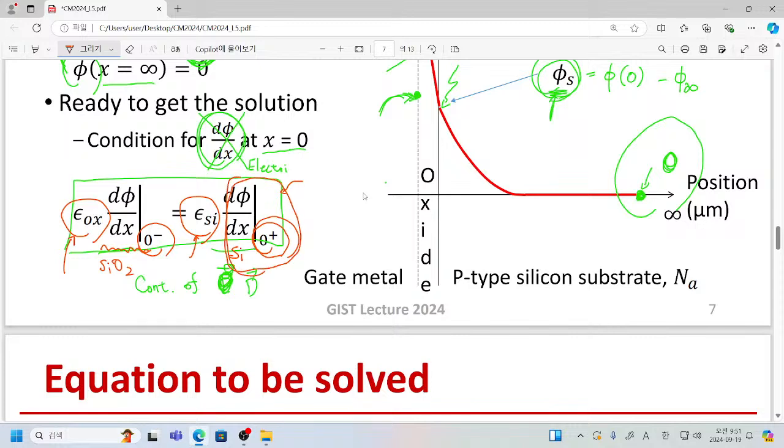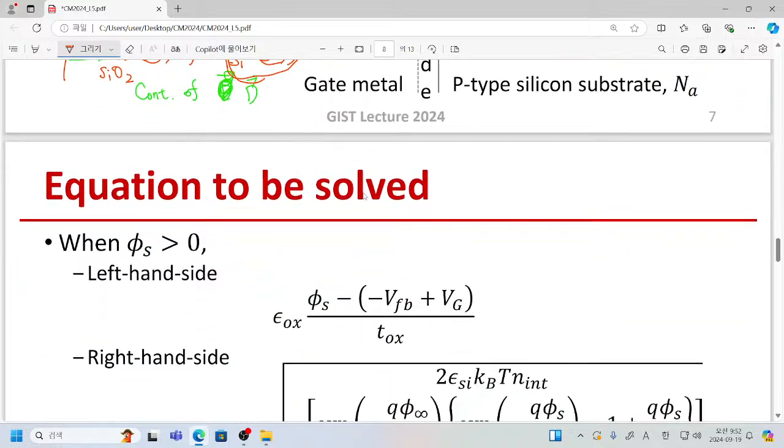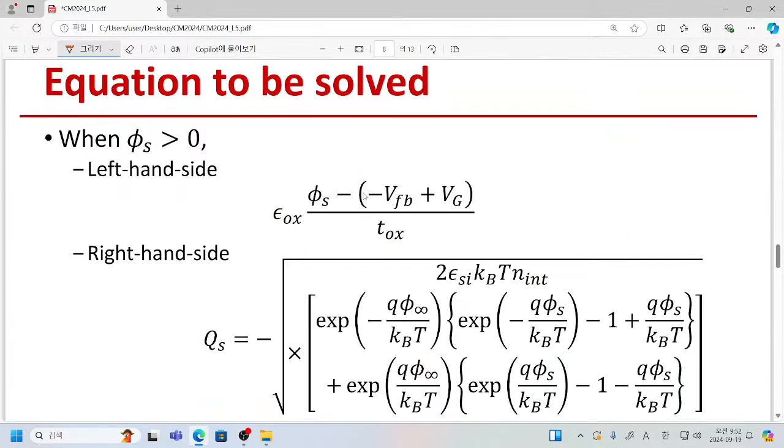It can be represented as a complicated function of surface potential. Now, although that is quite lengthy, you know it. Then, how about the electric field inside the silicon dioxide layer? That is the remaining key to fulfill this condition. So, the equation to be solved when we have a positive surface potential, an upward potential bending.